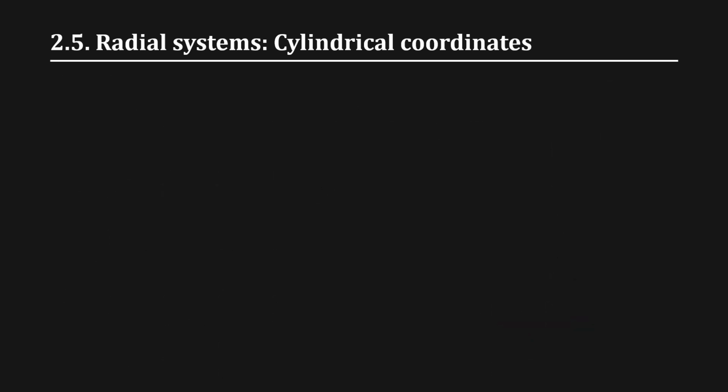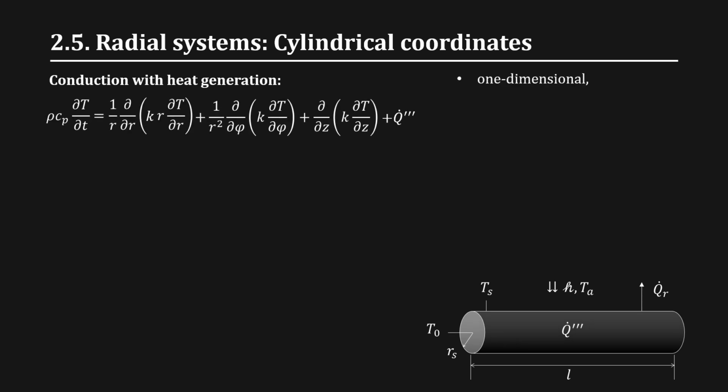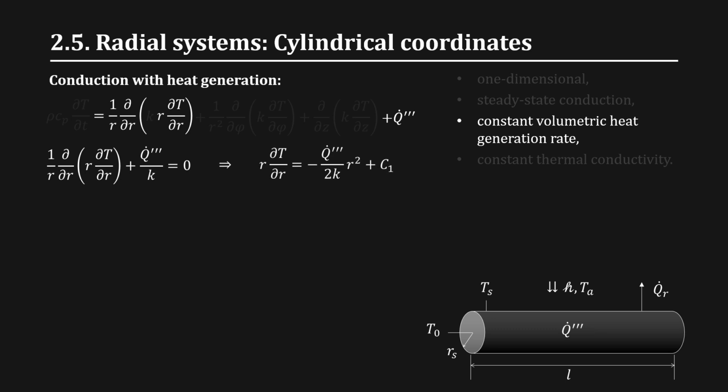Then, using the same approach as in previous videos, we can analyze conduction with uniform heat generation in cylindrical coordinates, considering a solid cylinder. For one-dimensional steady-state conduction with constant volumetric heat generation rate and constant thermal conductivity, the conduction heat equation is reduced to this form. And by integrating once and then applying the boundary condition at the middle where r equals 0 and dT/dr also equals 0 since the heat generation rate is constant, we find that C1 equals 0.